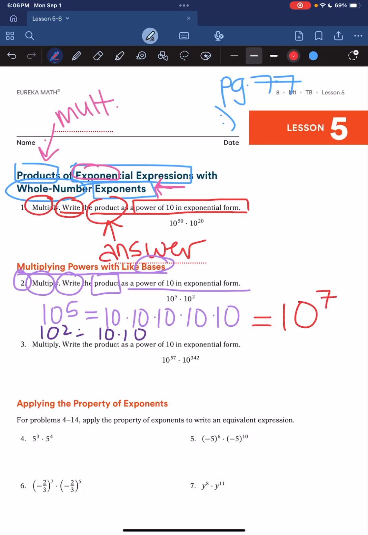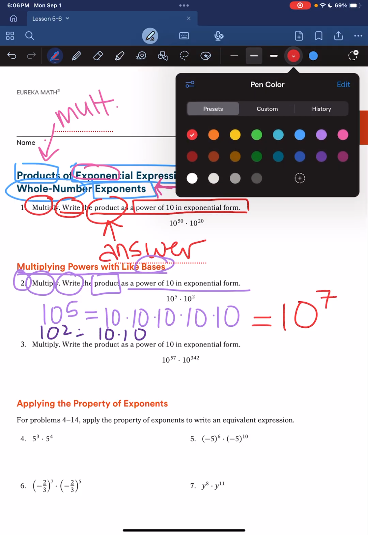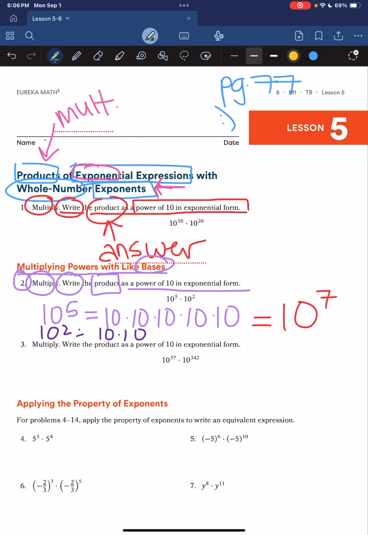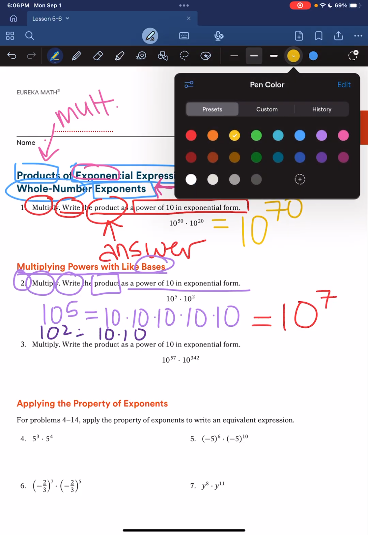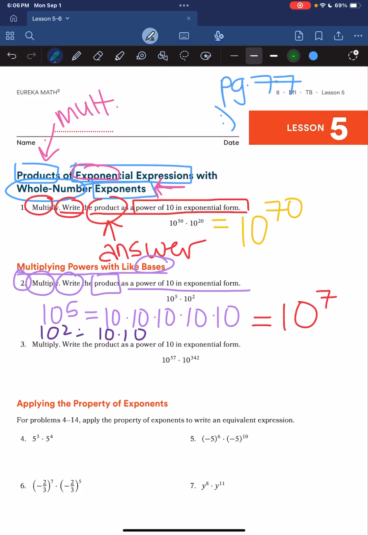So that draws me back to the problem before. If we're looking at the problem before and we use that same idea, 10 to the 50th times 10 to the 20th could simply be done by writing 10 to the 70th. Well, where did 70 come from? Let's make sure we know where that came from. That came from doing that 50 plus the 20.